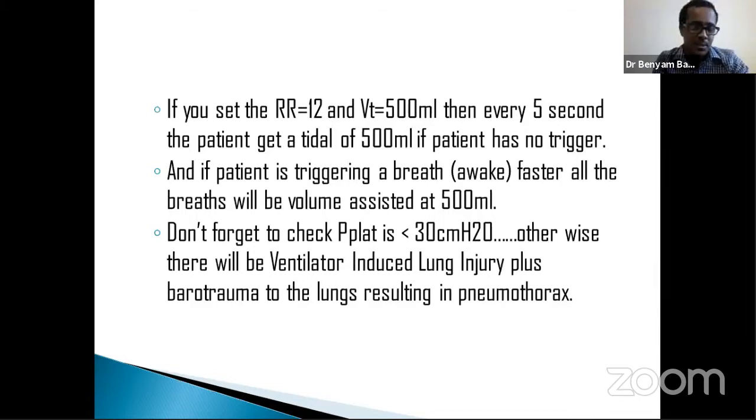So here's the catchy part. What if the patient is triggering breaths faster than the rate we have set? Let's say we have set 12, and the patient is having 15 breaths per minute in total. So the patient will receive the 12 that we have set, and the other three that he's initiating will be assisted by volume. So he'll get an extra three breaths of 500 mL if the patient is actually breathing at 15 breaths per minute. So in this case, again, back to square one, we need to check the plateau pressure.